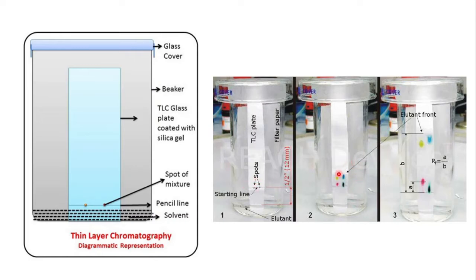You can see it here. They start moving and you run it up to a certain level, maybe 70 to 80% of the TLC plate. Then you remove the plate, mark the spots and calculate the Rf value. This is all similar to Rf value calculation, spotting and running the TLC plate. All are similar to the paper chromatography technique which I have already discussed.